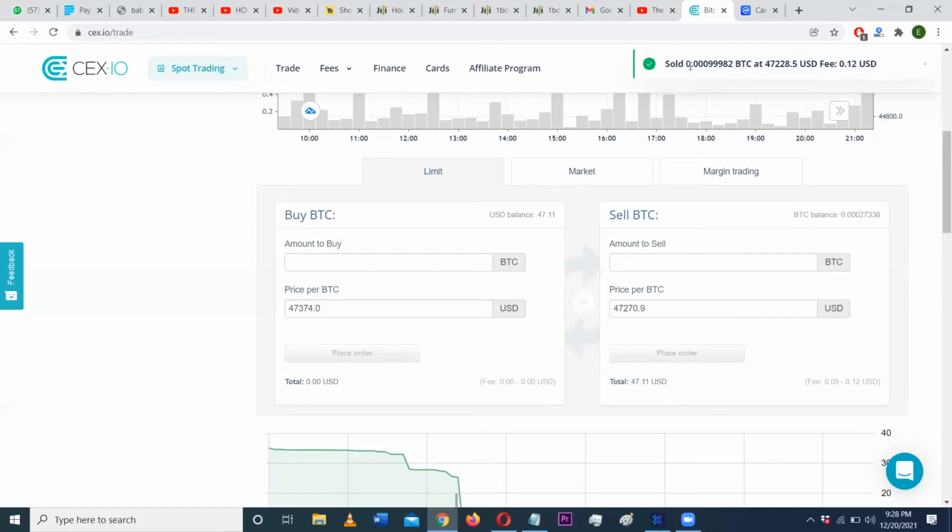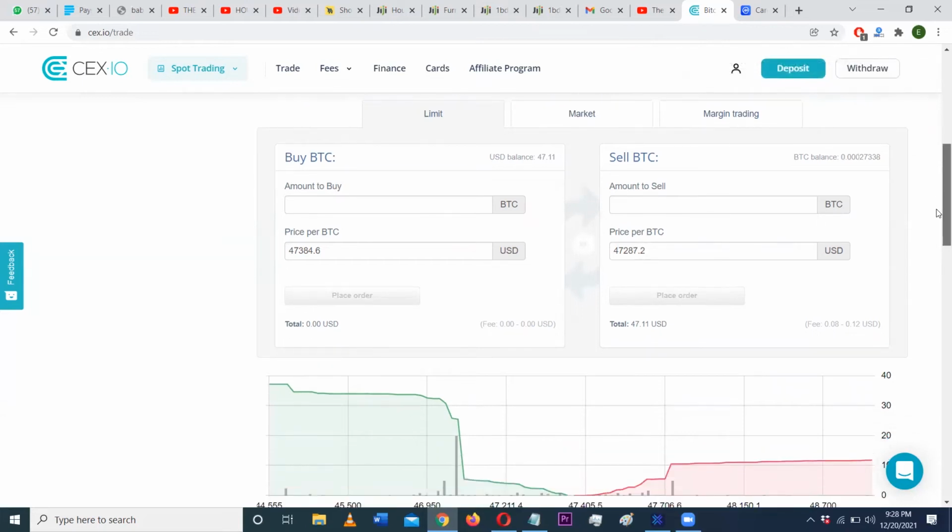I tried to sell 0.001, but because of the $0.12 fee, it's now 0.0009982. So I mean, the fee is negligible. But then, let me just cancel it. So I've sold that Bitcoin at that price.